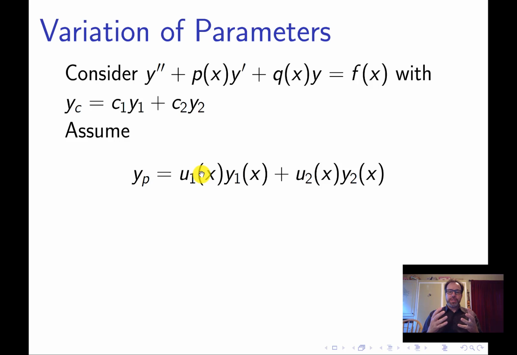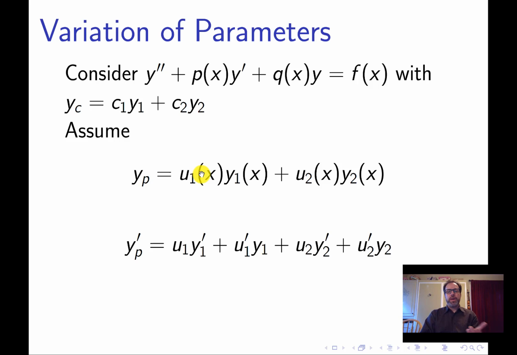And what I'm doing is saying, okay, well, let's say that it is in this form. I know what y1 and y2 are. If I can find u1 and u2, then I will have my particular solution. All right, so I'm going to take this and plug it into the original equation up here.